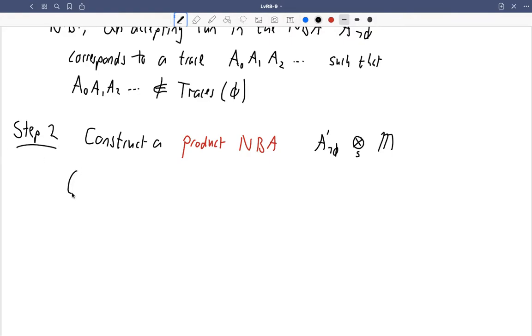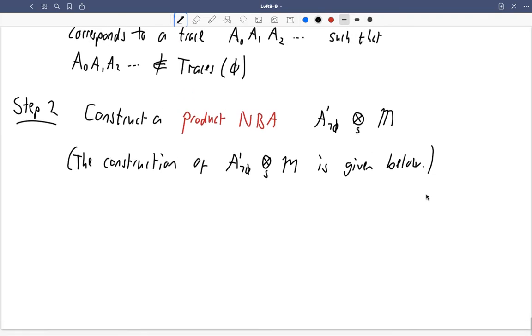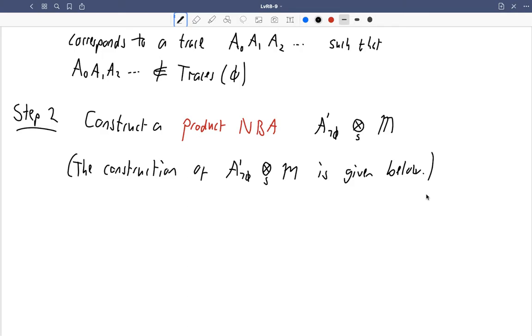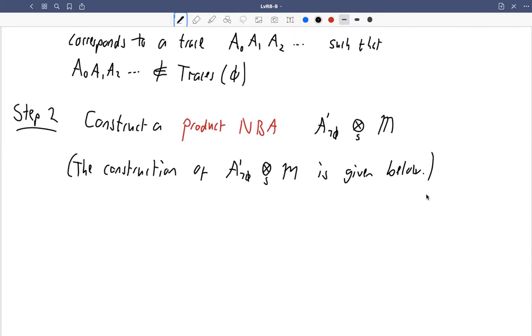So the construction of this product automaton is given below. This is the one step of the algorithm we still need to fill in. But before we look at the construction of the automaton, we're going to see what its properties are.